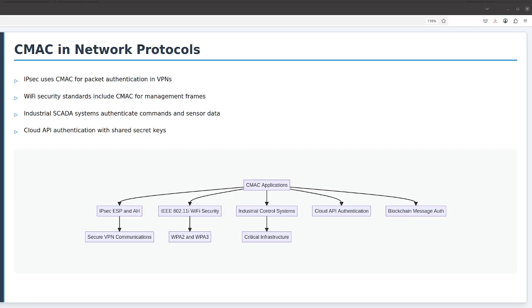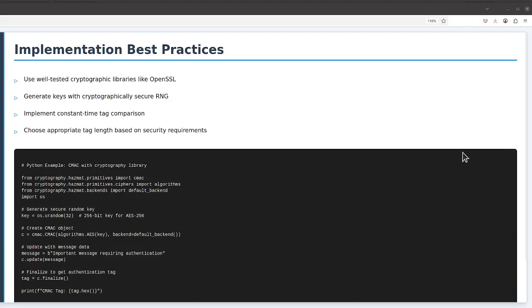In cloud environments, CMAC can be used to authenticate API requests when both client and server share a secret key. This is an alternative to HMAC-based schemes and can be advantageous when the cloud infrastructure already uses AES extensively. Implementation best practices. Implementing CMAC correctly requires attention to several important details to ensure both security and reliability.